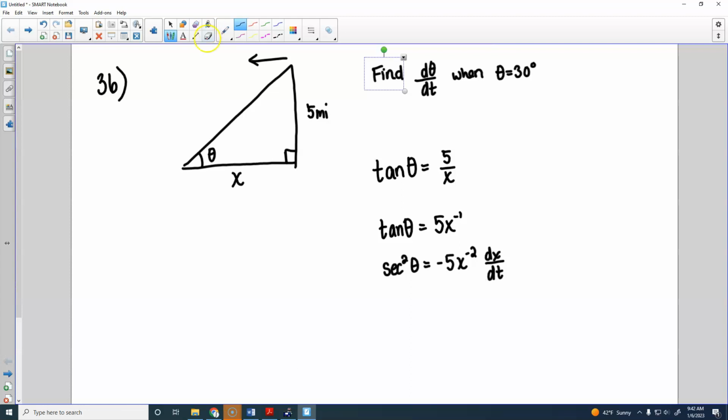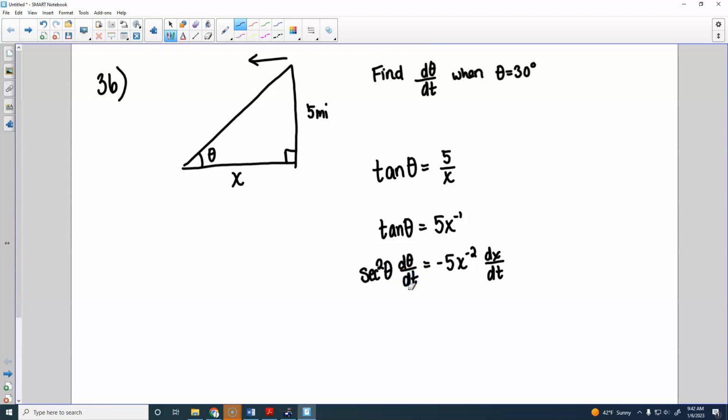Oh, yes. Thank you. I made a terrible mistake there, because we're going to be in trouble. We can't find d theta dt if we don't have a d theta dt. So, secant squared theta d theta dt.